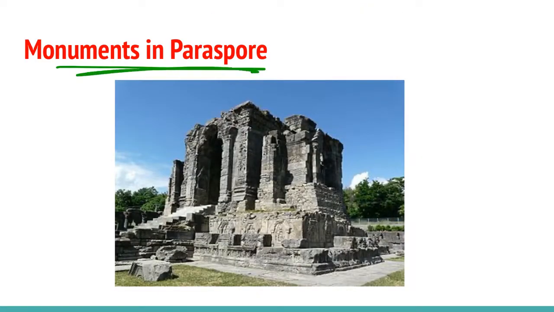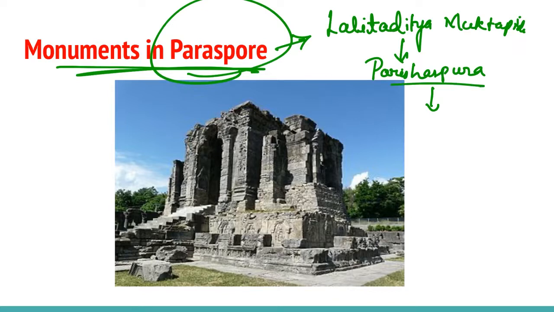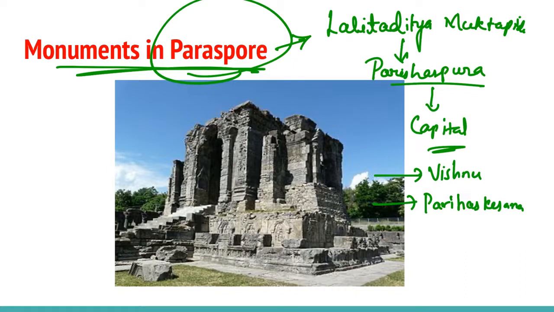Monuments in Parihaspora. These monuments are located in modern day Parihaspora, and they were built by Lalitaditya Muktapida. Lalitaditya made Parihaspura his capital, and it has temples dedicated to Lord Vishnu and Lord Parihaskesava. The monuments also had a few Buddhist monasteries.